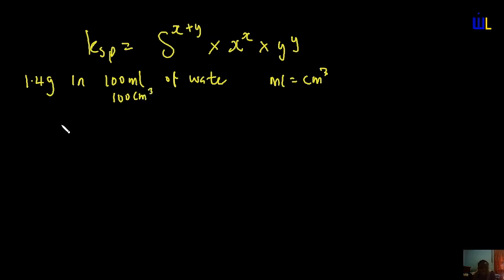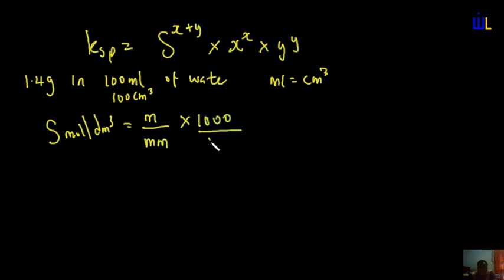Okay, so if we happen to want to find or solve for solubility in mole per dm cube, I did mention earlier that this solubility has to be in mole per dm cube. So let's convert it to mole per dm cube. It's going to be mass all over molar mass multiplied by 1000 all over volume in cm cube or milliliter. Now, with that said, let's look at the question again.